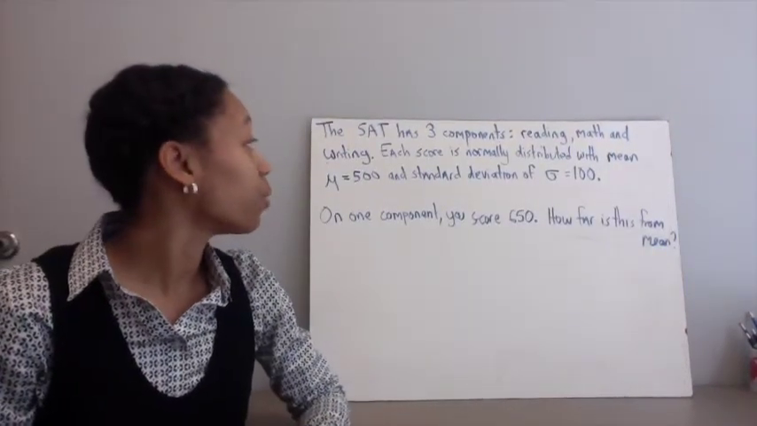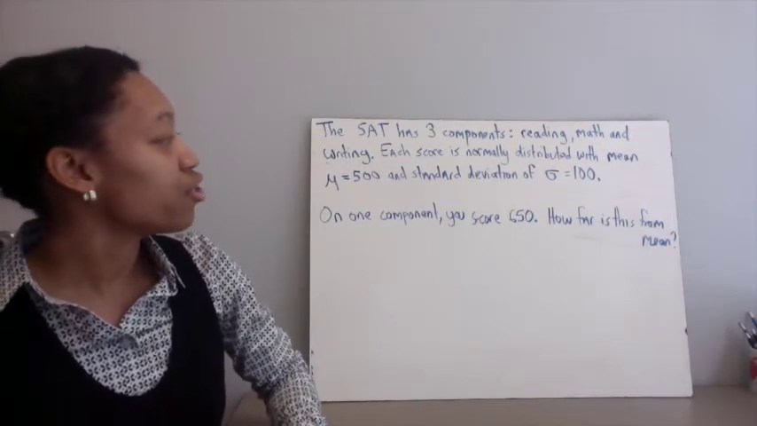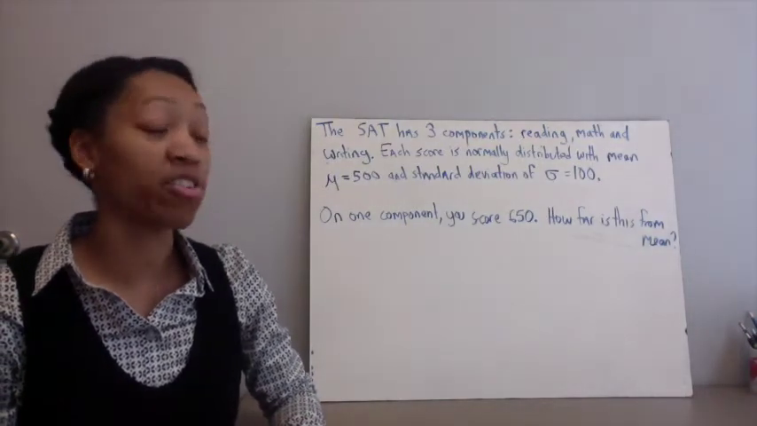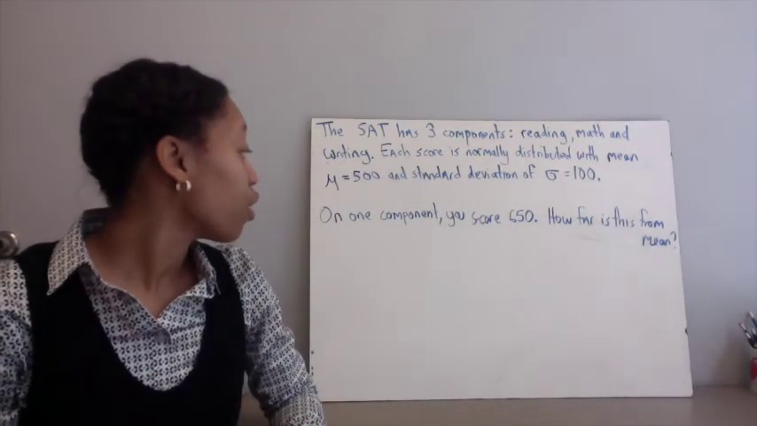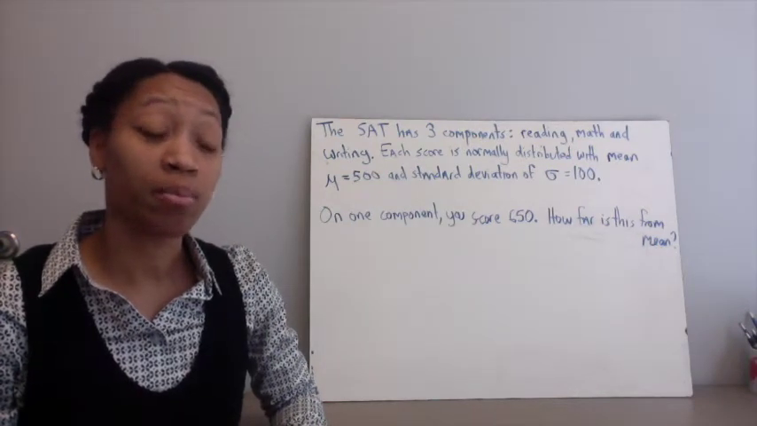Let's look at this example. The SAT has 3 components: reading, math, and writing. Each score is normally distributed with a mean of 500 and a standard deviation of 100. On one component, you scored 650. How far is that from the mean?